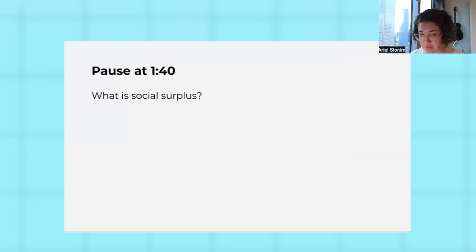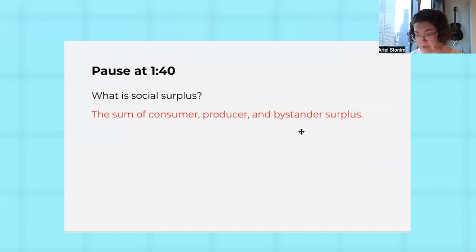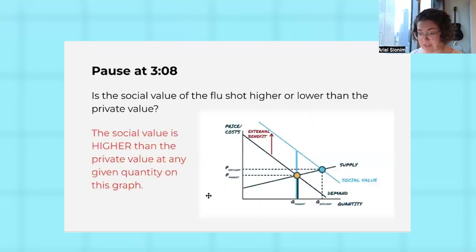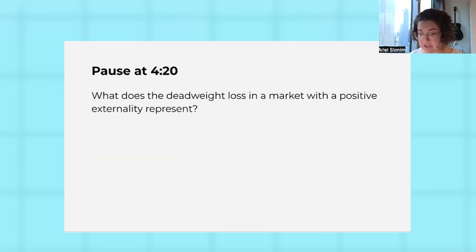What is a social surplus? We want them to understand that it's the combination of consumer, producer, and bystander surplus, so it's taking into account the benefits to bystanders. And we want them to understand the social value is much higher than the private value. So this is our graph from the video. The video shows this graphing, but we wanted to reinforce it and give you an opportunity to follow up with its own question.